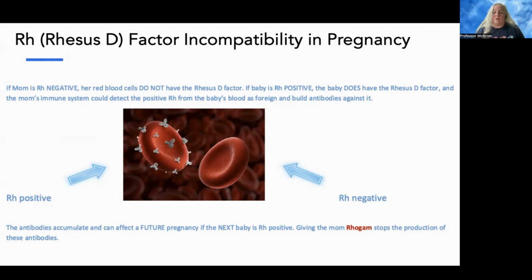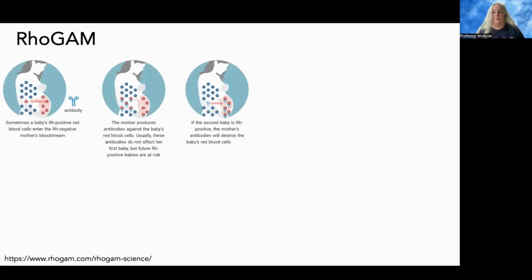Typically, these antibodies are going to affect a future pregnancy because most often this happens when the baby's being born. So the antibodies aren't built up for this current pregnancy, but they can be built up for the next pregnancy. So what we will do for these moms is we will give them RhoGAM. RhoGAM will stop the production of the antibodies.